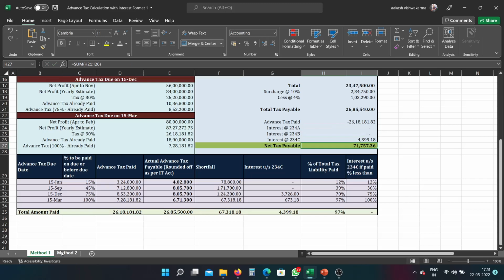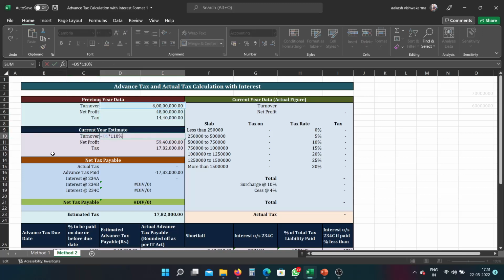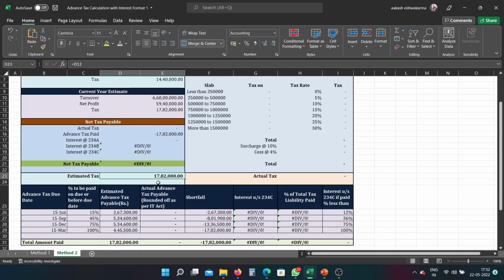Under the second method, we have taken previous year data to estimate current year liability. So during the previous year, our turnover was this and profit was around 8% and tax on profit was around 30%. So suppose this year we will achieve 10% growth in turnover, and our profit would be 9% of turnover and tax 30% of profit. Now we will calculate advance tax on this estimated tax value.